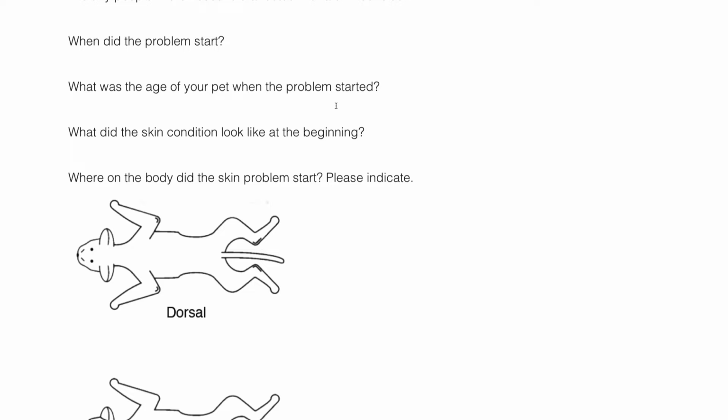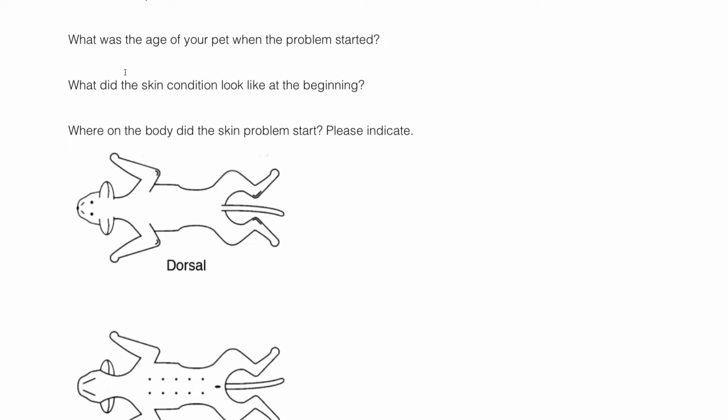So what was the age of their pet when it started? Can be a good indicator for allergy. Generally allergies start between 2 and 4 years old, so that's why that question's there. What did the skin condition look like at the beginning? Because they can change over time, and it's important to know what it looked like at the beginning. Dermatologists talk a lot about primary lesions, so they're the lesions that were there at the beginning and can be indicative of what the problem actually is, rather than secondary problems that have come on because the skin is unhealthy and not doing well.